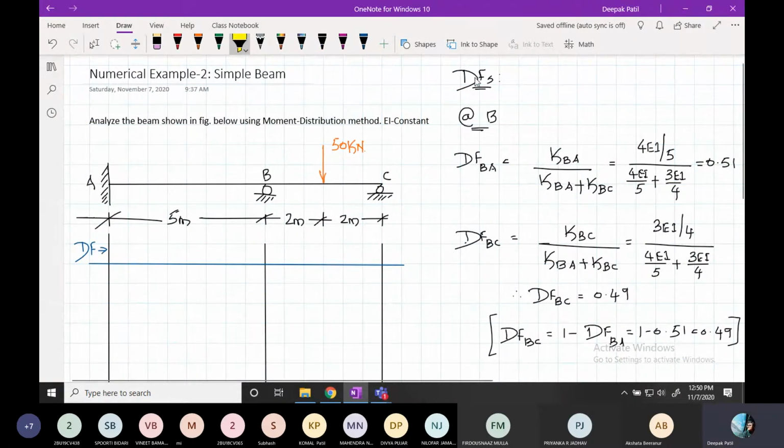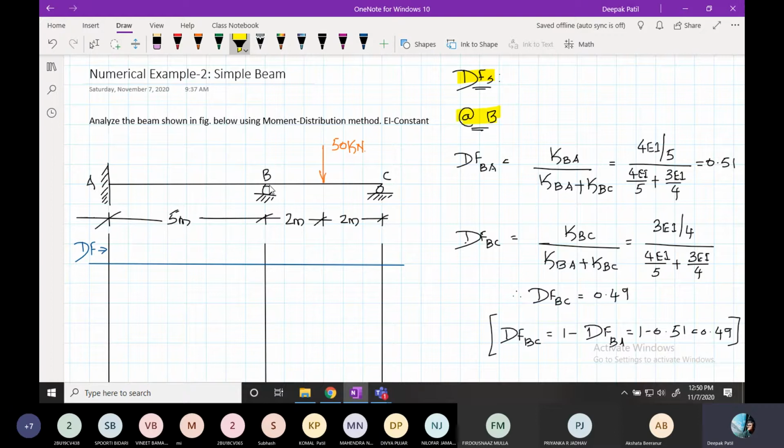Okay. So first let us find out the distribution factors. Now, as I told you, you have to find the distribution factors only for the intermediate supports. The intermediate support in this beam is only B. A is an end support and C is also an end support. So you should not find the distribution factors for the end supports. Instead, you should find them only for the intermediate support, that is at B.